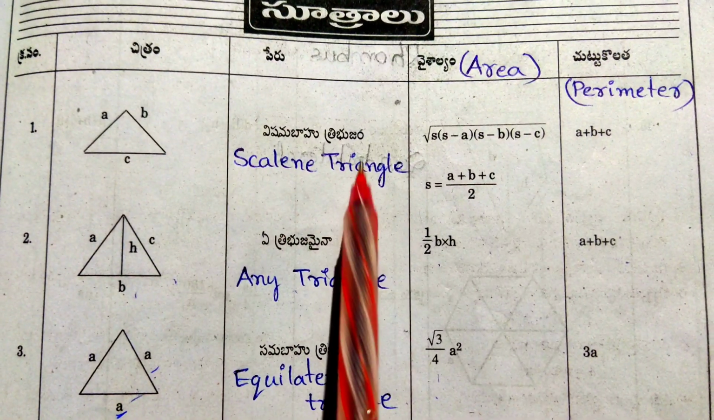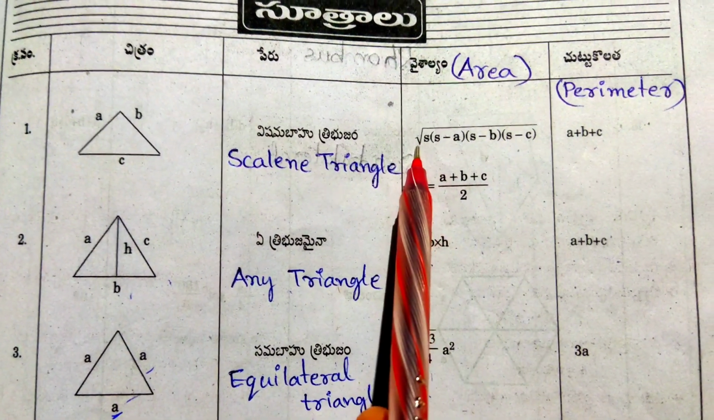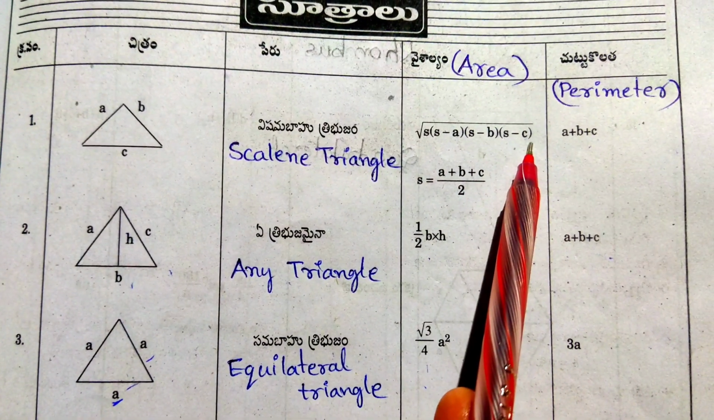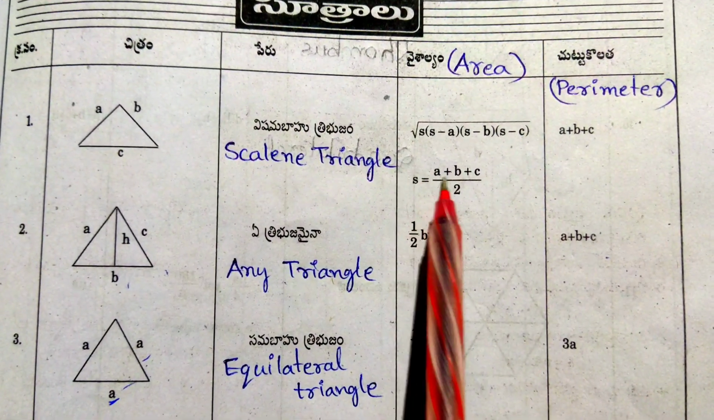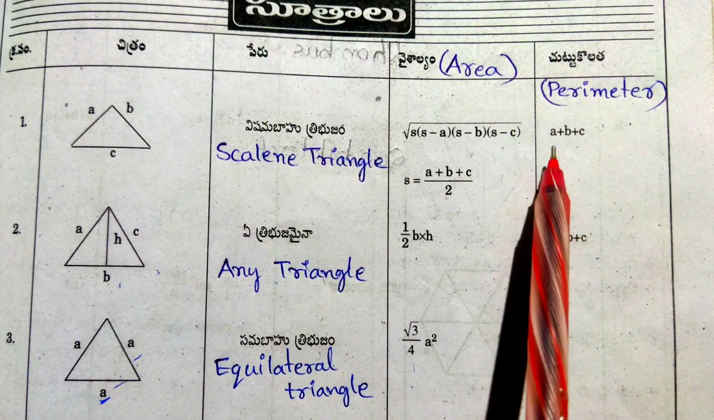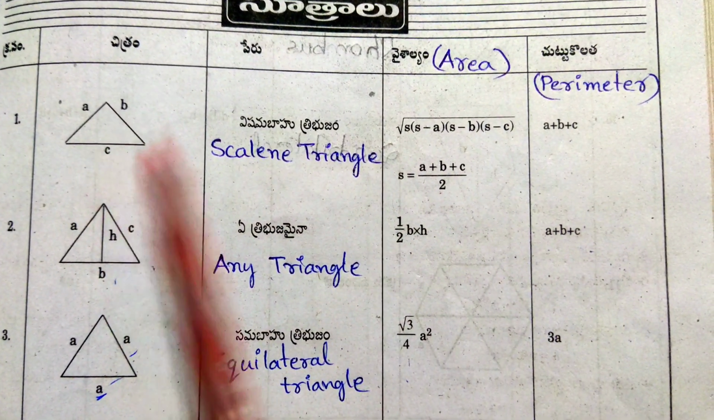Scalene triangle. Area formula is under root of s of s minus a, s minus b, s minus c. Here s formula is a plus b plus c by 2. And perimeter formula is a plus b plus c.